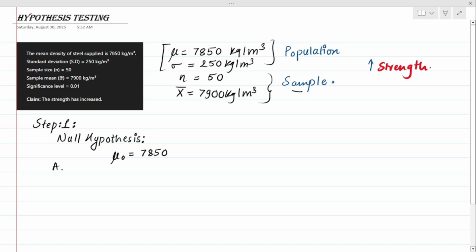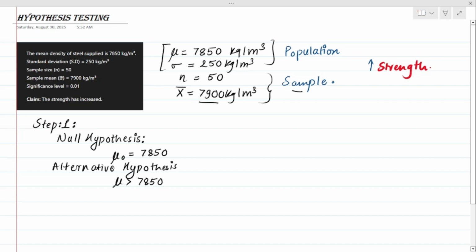And then we set the alternative hypothesis. This is the exact counterpart of the null hypothesis. In this, we assume that the strength of the steel has increased. That means the mean is greater than 7850. Now remember, many students confuse this with this data. This data is the sample mean. It does not necessarily mean that the new population of the steel that is produced has this average mean. It does not mean that.